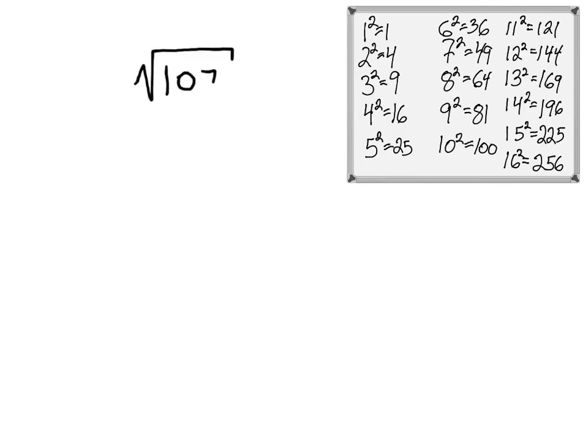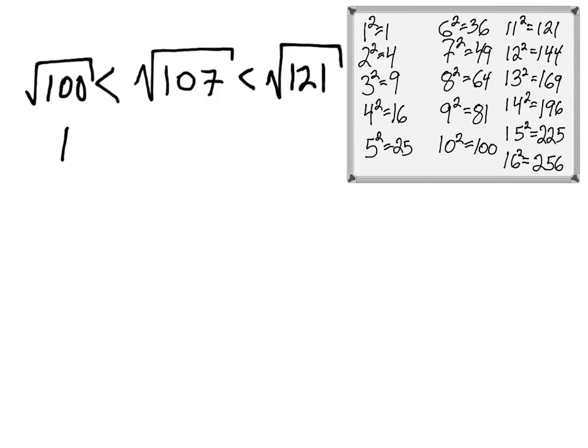So let's say we want to know the square root of 107. It's between the square root of 100 and the square root of 121, since 100 and 121 are two consecutive perfect squares, and 107 is between those two numbers. And the square root of 100 is 10, and the square root of 121 is 11. We know that the square root of 107 is someplace between 10 and 11. In other words, it is 10 and some fraction.